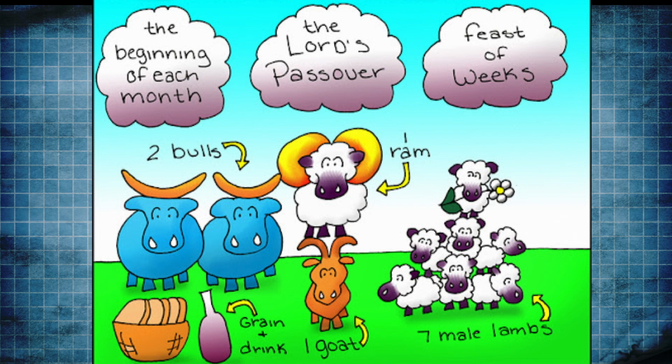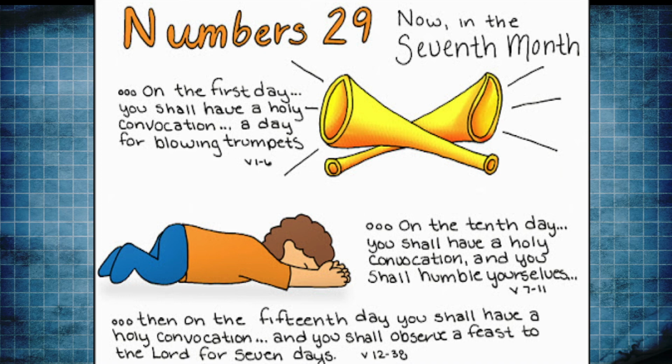That's chapter 28. Now, chapter 29, he says, in 29, on the first day of the 7th month, there it is on the chart. Now in the 7th month, first day, you shall have a holy convocation, sacred, a day for blowing trumpets, verses 1 through 16. You shall offer a burnt offering. Now this would probably be the shofar.